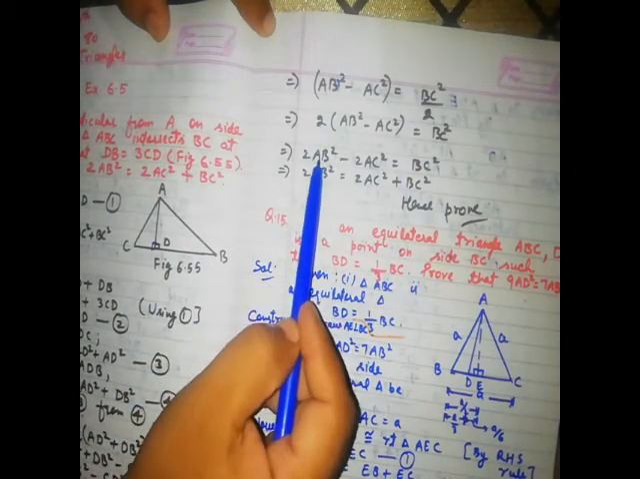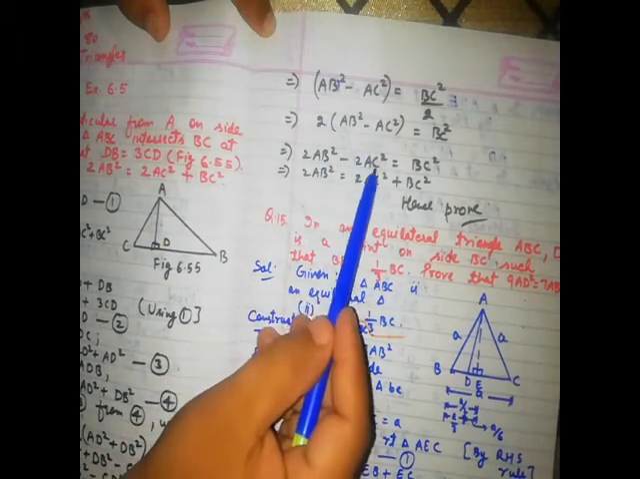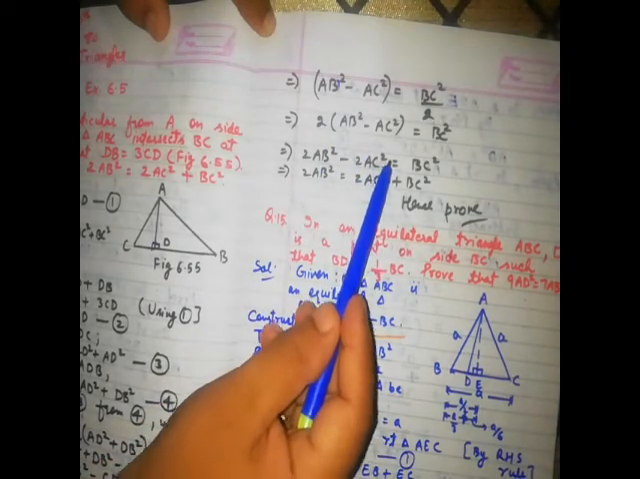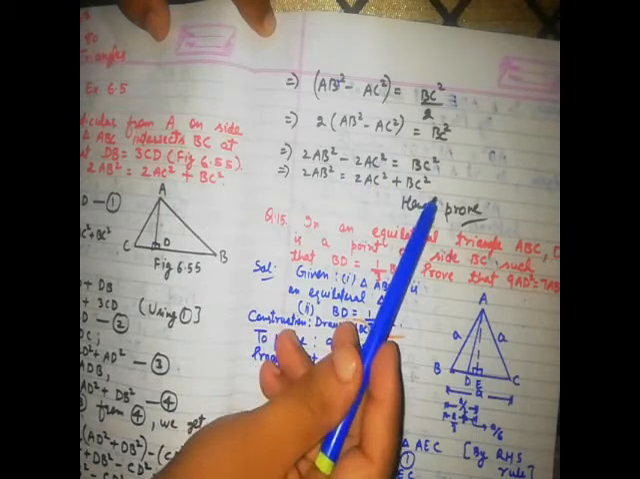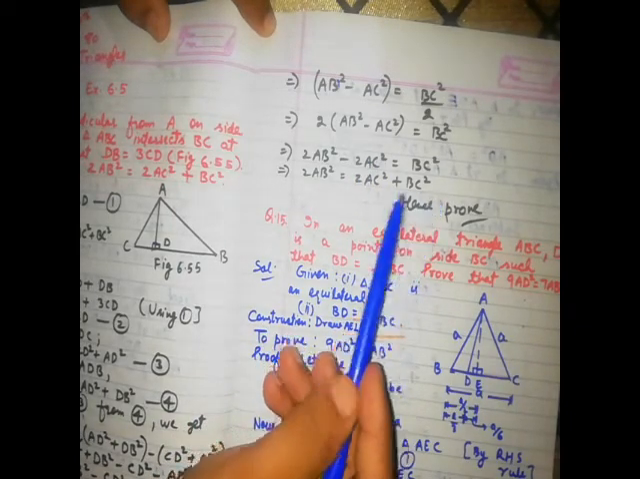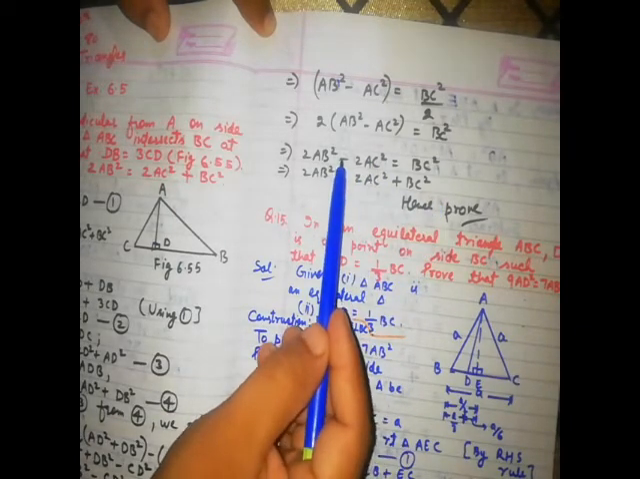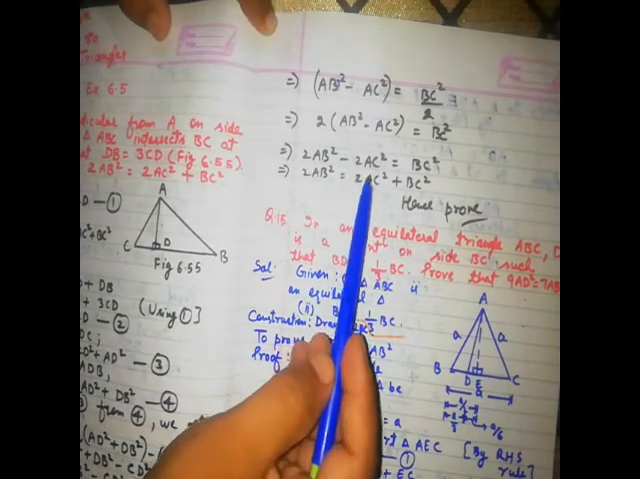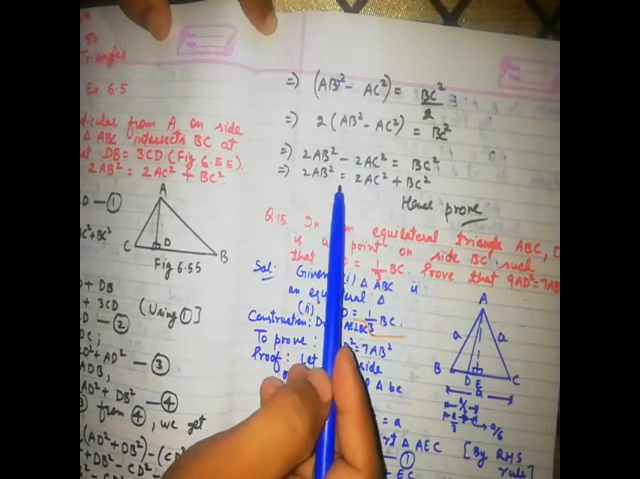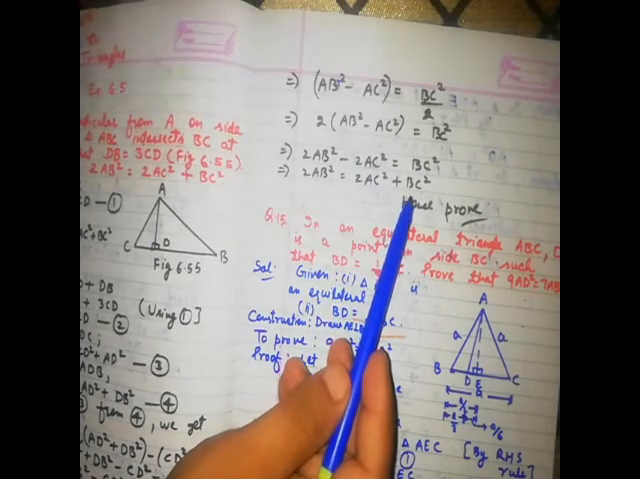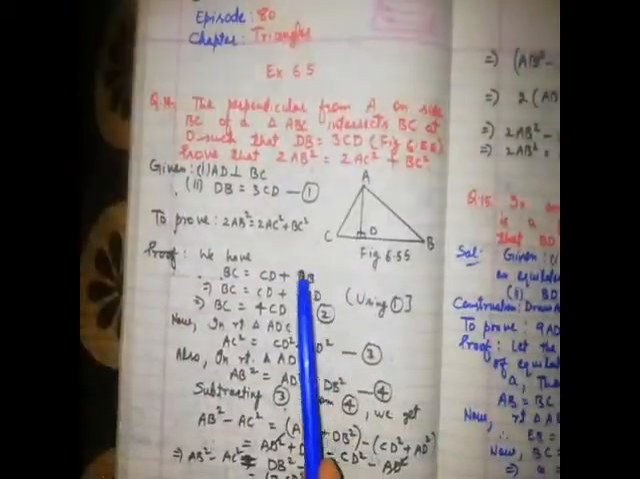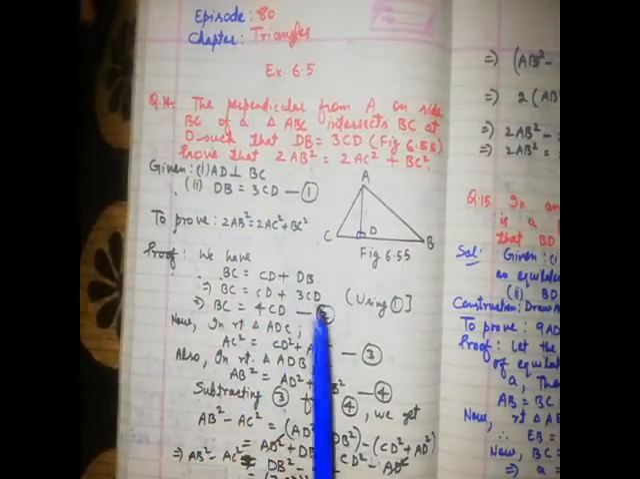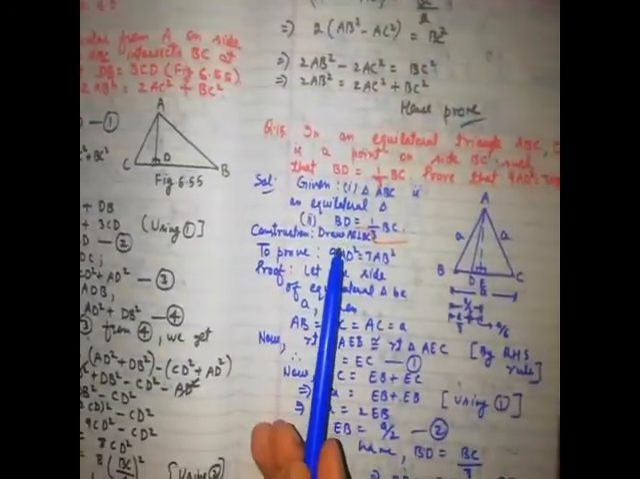Now 2 into AB square, 2 AB square, minus 2 into AC square, 2 AC square. After this we will shift this minus 2 AC square to the right side. It will become plus 2 AC square, that is, this minus will become plus when we shift it from left side to the right side, and we get 2AB square equal to 2AC square plus BC square, and this is to be proved. In this way we have to do question number 14.